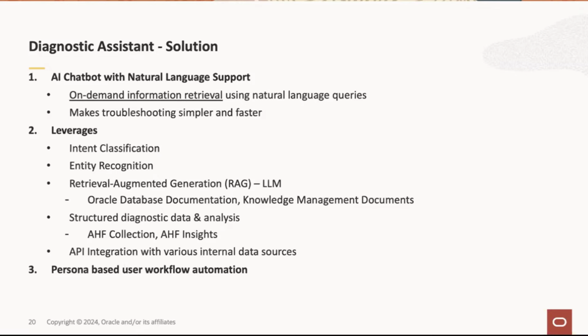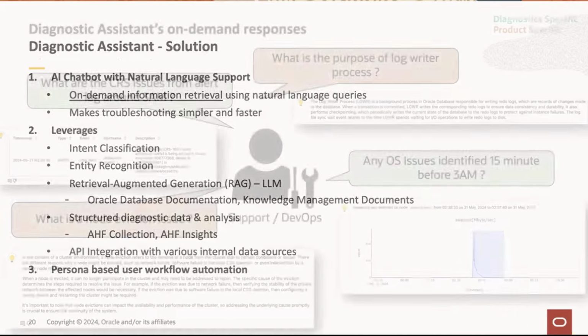And then there are aspects of automating certain workflows depending on the kind of persona. If there's a support person looking at the information, there is a certain sequence of information that they would be looking for. If it's a developer who's looking for the information, they might want to look for certain other details which are more from the debugging aspects.